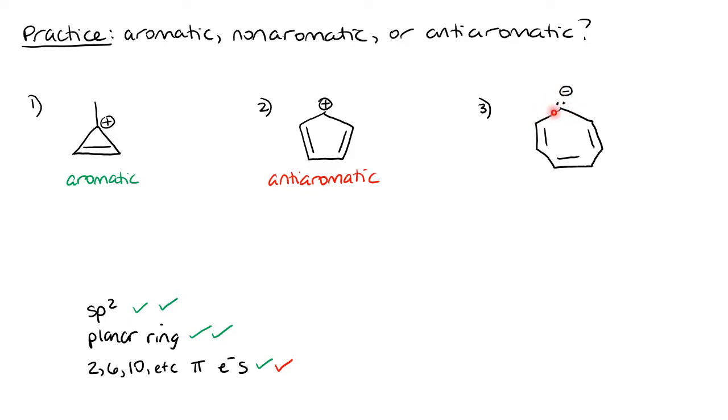However, if this carbon were to become sp2 hybridized and donate its electrons to the ring, we would satisfy our first piece of criteria for aromaticity because now this carbon would be sp2 hybridized.